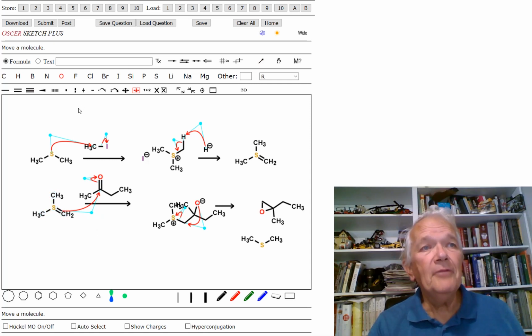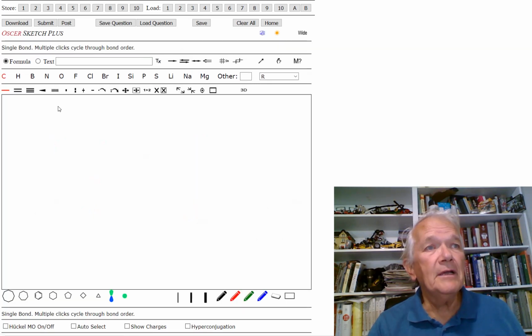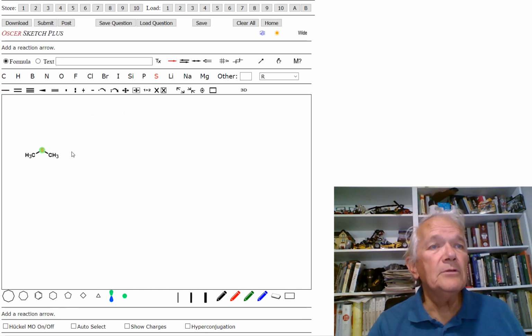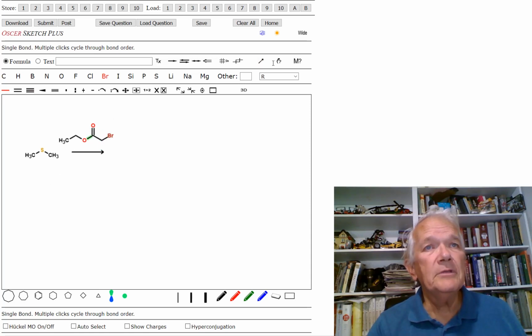Now there are some other sulfur ylides as well, and in particular there are ones which have extra stabilization. So let me just start over here, and I'm going to again start with the thioether, but this time I'm going to alkylate it with this ester grouping here. So we're going to have an ester. Okay, but I want to do an alkylation, so I'm going to use this bromide. So this will also work very nicely.